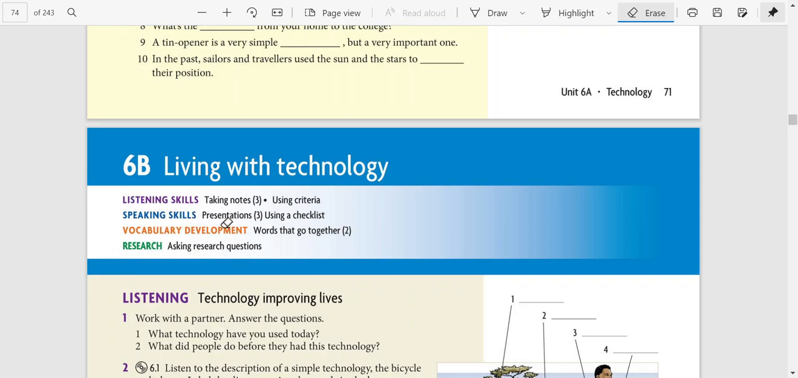And in the listening part, we are going to talk about taking notes and using criteria. How can you take notes?